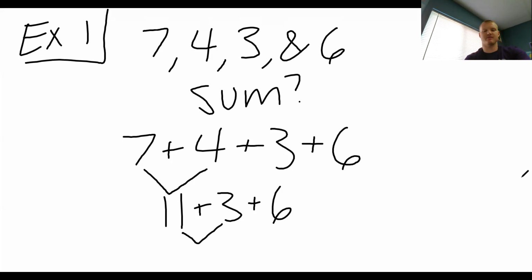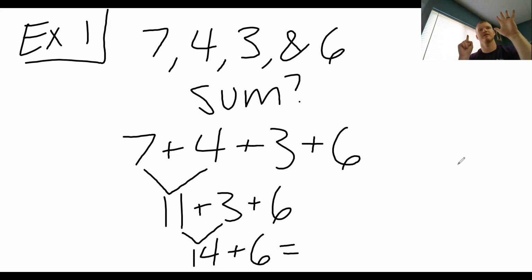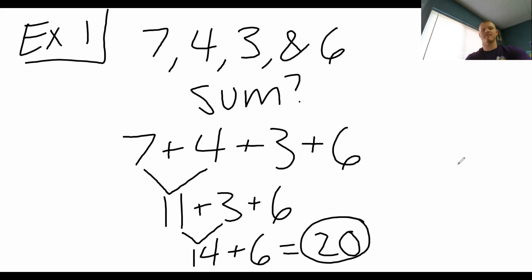You said 11 plus 3? What's that going to be? 10? So 11, 12, 13, 14. 14. Okay, so 14, and then bring down my plus 6. What's 14 plus 6 going to be? So 14, 15, 16, 17, 18, 19, 20. Yep. So 20 is my answer there for the sum of 7, 4, 3, and 6. Does that make sense how we got there? A little bit? You want to try another one? Yeah, let's try another one.